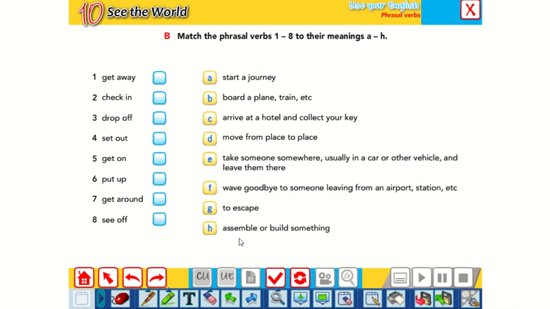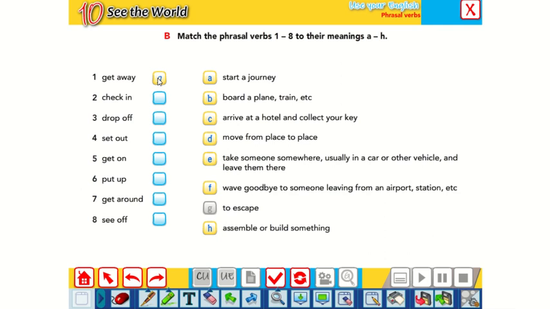Okay, now let's do this exercise together. The first one, get away. What's the meaning of this phrasal verb? Get away. Yes, the answer is G, to escape. The cat got away when she noticed that I'm looking at her. The cat got away. So the cat escaped.